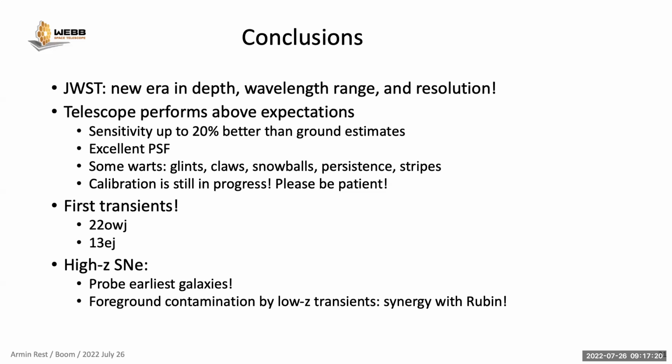Please be patient. Things will get better in the next half year and year. We did find the first transients, 2022 AUI and 13 EJ. And I hope that in the next couple of years, we will also start our high-z transient survey. Thanks for your attention.